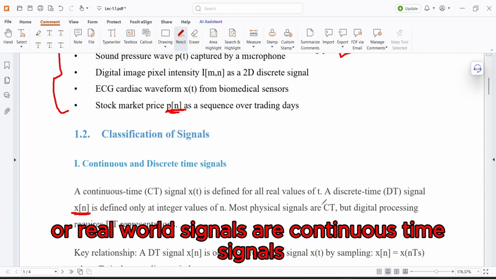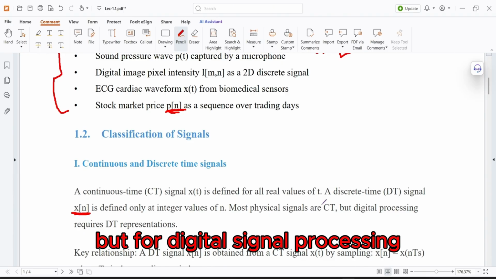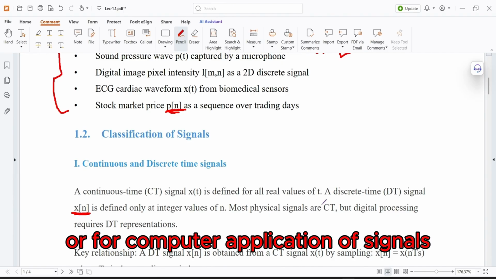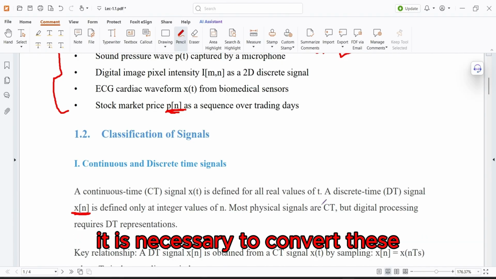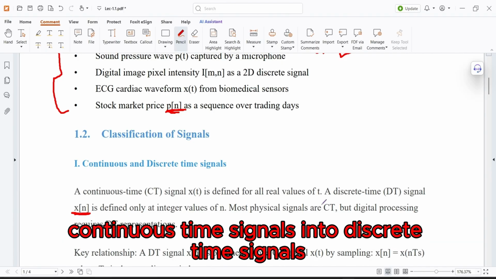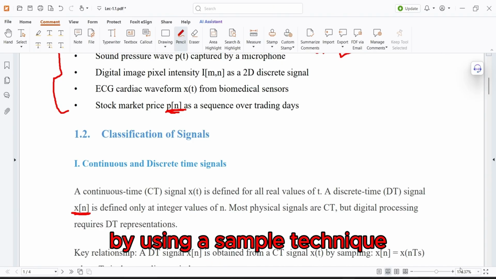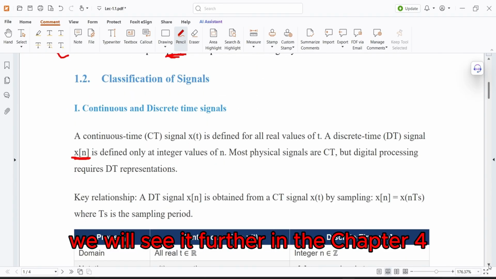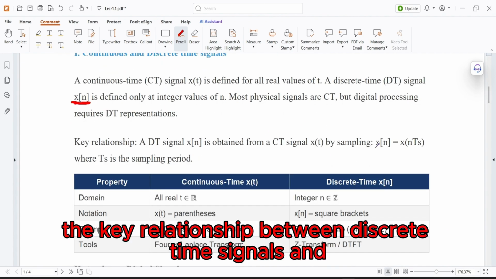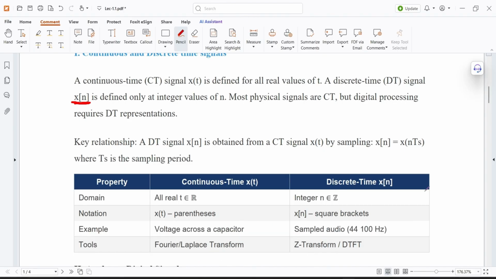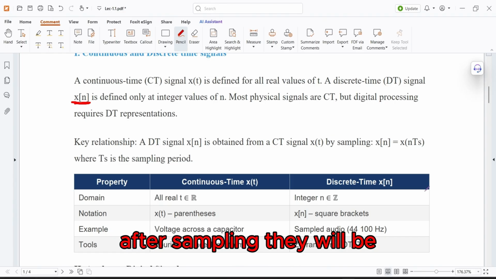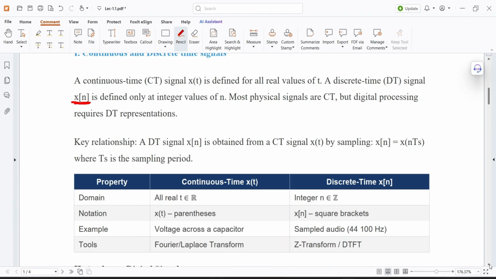Actually, most physical signals or real-world signals are continuous time signals, but for digital signal processing or for computer application of signals, it is necessary to convert these continuous time signals into discrete time signals by using a sampling technique. We'll see it further in chapter 4. Let us see the key relationship between discrete time signals and continuous time signals. Continuous time signals, after sampling, will become discrete time signals.